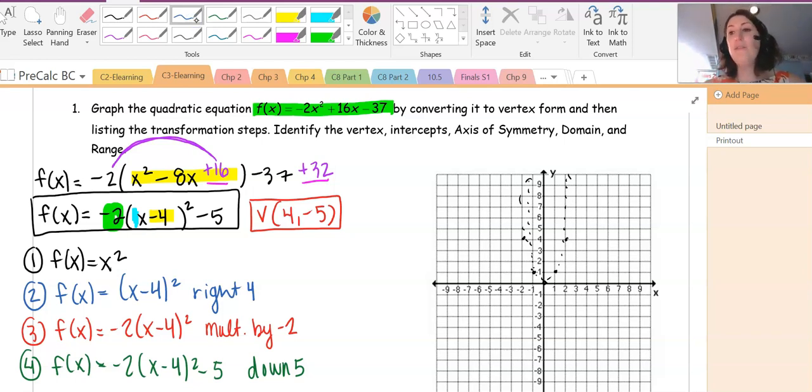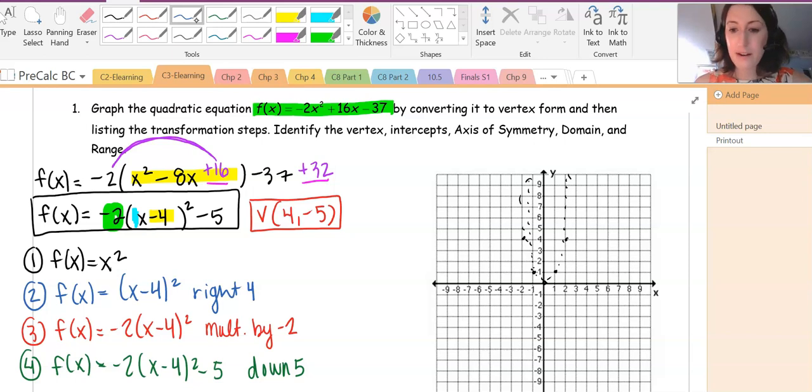And again, the benefit for me of converting to vertex form is that you can graph this by hand, which is something that you may have to do without a calculator. All right, like this I think is an acceptable non-calculator problem, whereas if you just leave it in standard form, graphing that is going to be more difficult.